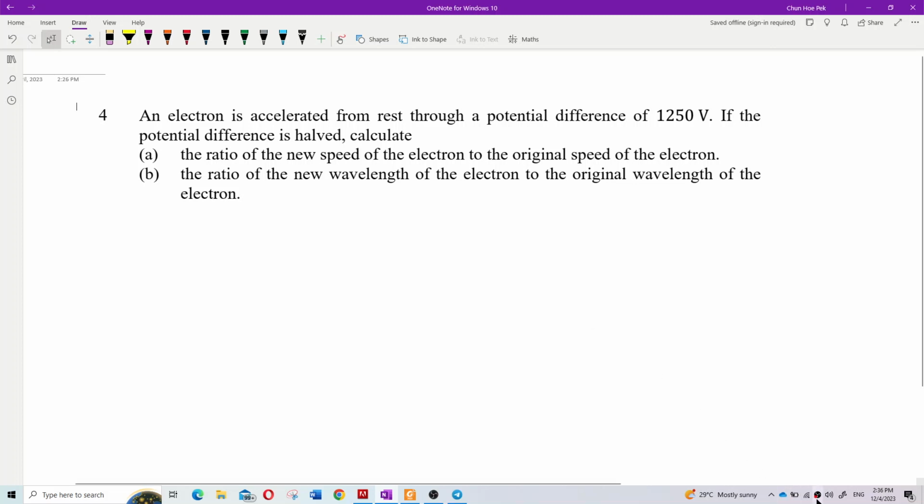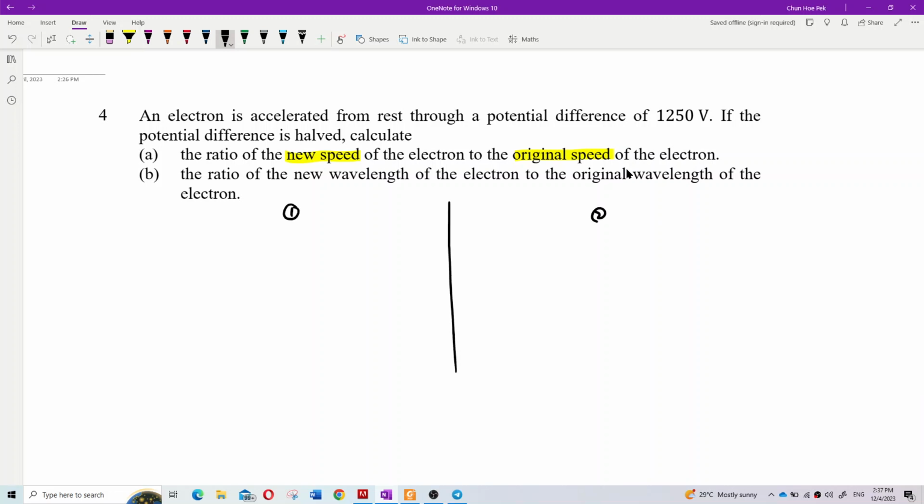Okay, so recording. An electron accelerated from rest through a potential difference of 1250 volt. If the potential difference is half, calculate the ratio of new speed of electron to the original speed of electron. Okay, as you can see here, we've got two conditions. One is new speed, another one is original speed, right? So if you have two conditions, you need to divide into two columns, 1 and 2.